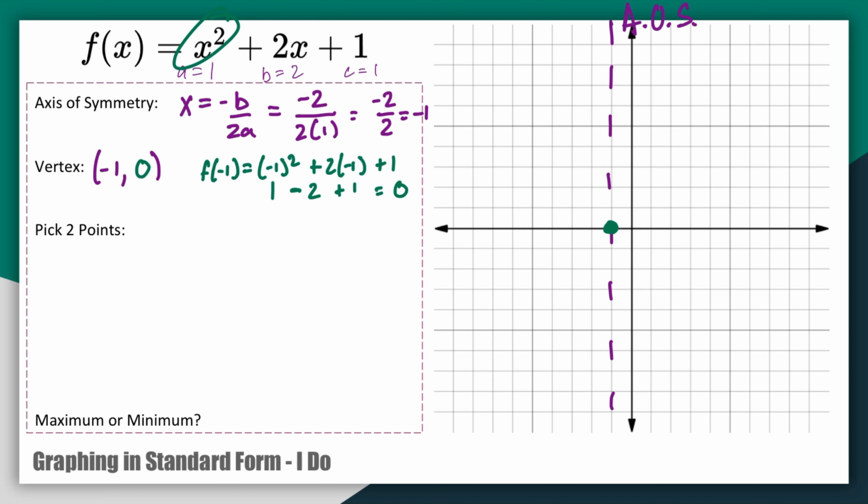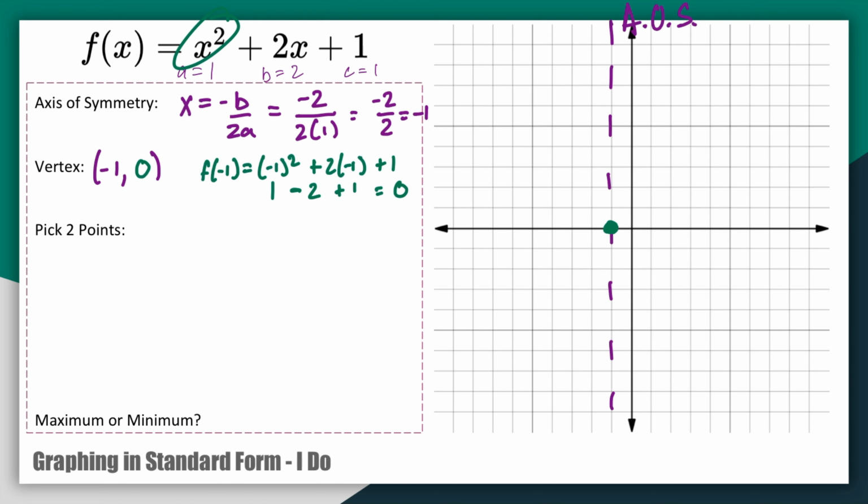So I know that A here is also positive. So I know that this is going up. So we can read the A in standard form, just like we could in vertex form, when telling if it's going to be going up or if it's going to be going down, okay? So here we know A is positive, so it should be going up. But how do we find these other points? And that's where I listed pick 2 points, okay?